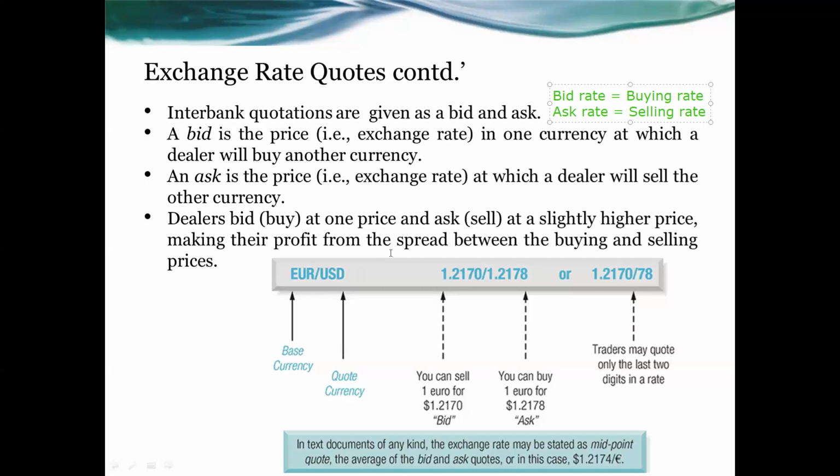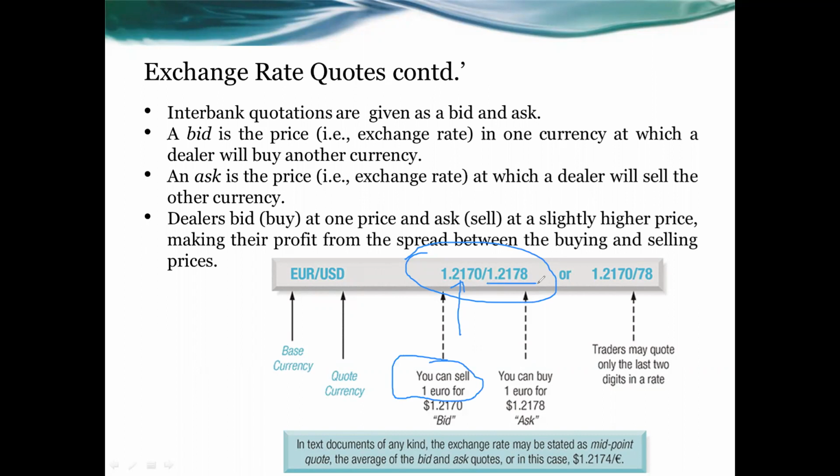Okay, so this is the way we normally write bid and ask price. This is the normal way of writing, right? Bid and ask. Now this is a bid price. A bid price means the price at which the bank is willing to buy. Then that indicates you can sell your foreign currency to the bank.